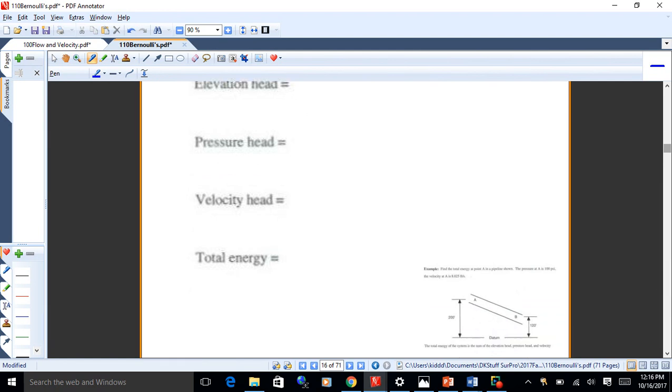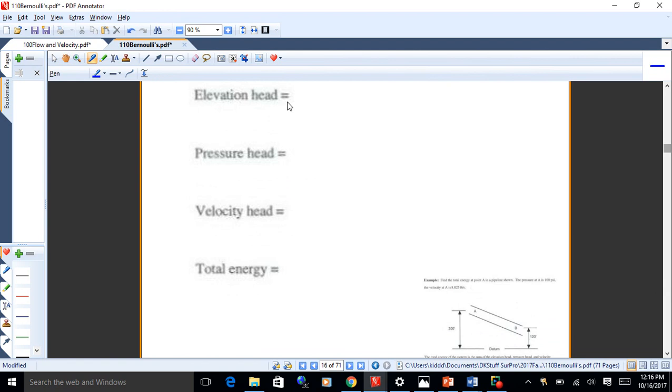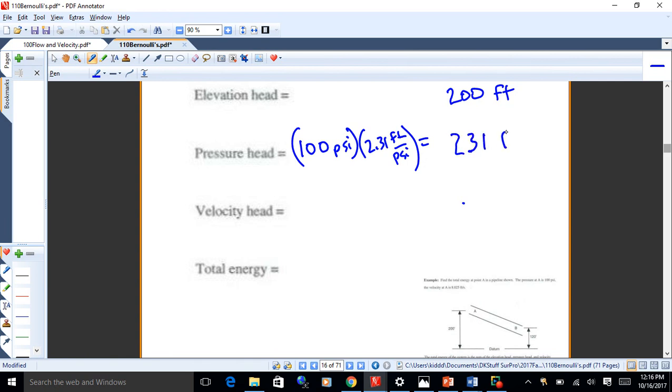Well, what do we got? Elevation head's pretty easy because it's just written right on there. So we got 200 feet of elevation head. That's how high above sea level we're at. Now the pressure head is 100 psi, and we know that there's 2.31 feet for every psi. So that comes out to be what, 231 feet.